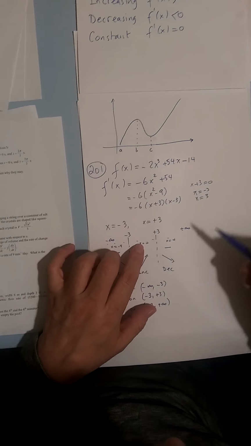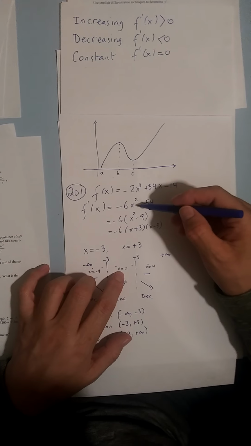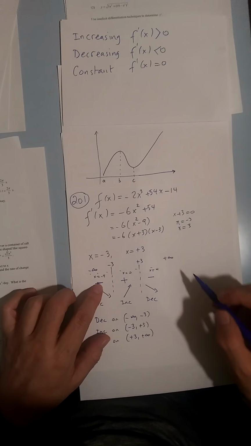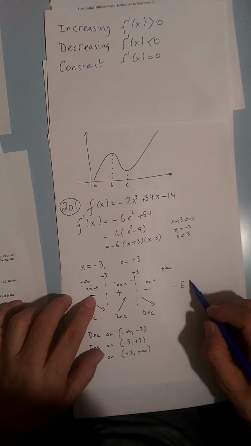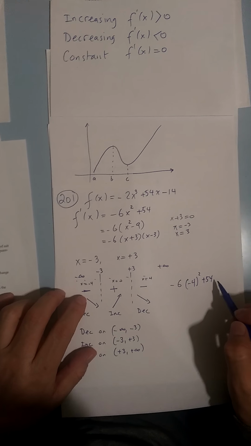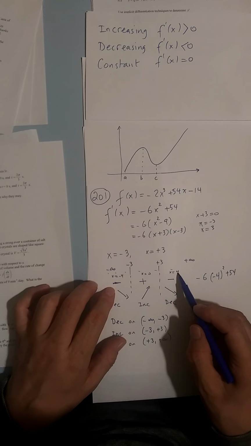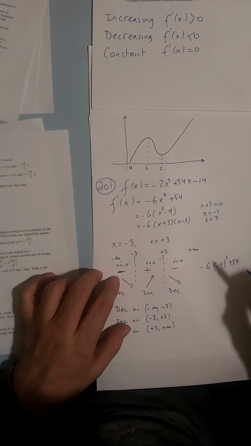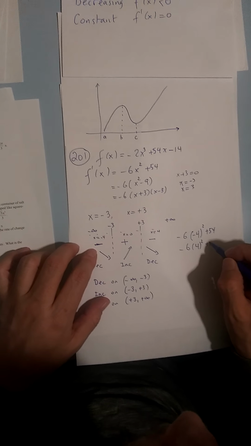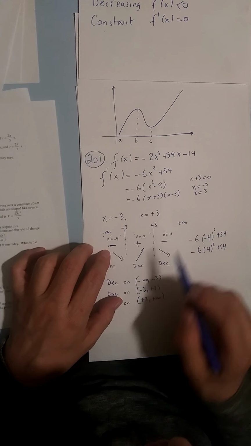So for x equals 0, when you put 0 there, minus 6 times 0 plus 54 will give you a positive. Substitute minus 4 there, and you'll end up with negative 6 times negative 4 squared plus 54. And this will be a negative. Substitute 4 in there, and you'll end up with minus 6 times 4 squared plus 54. This will also be a negative. So these are my test points.